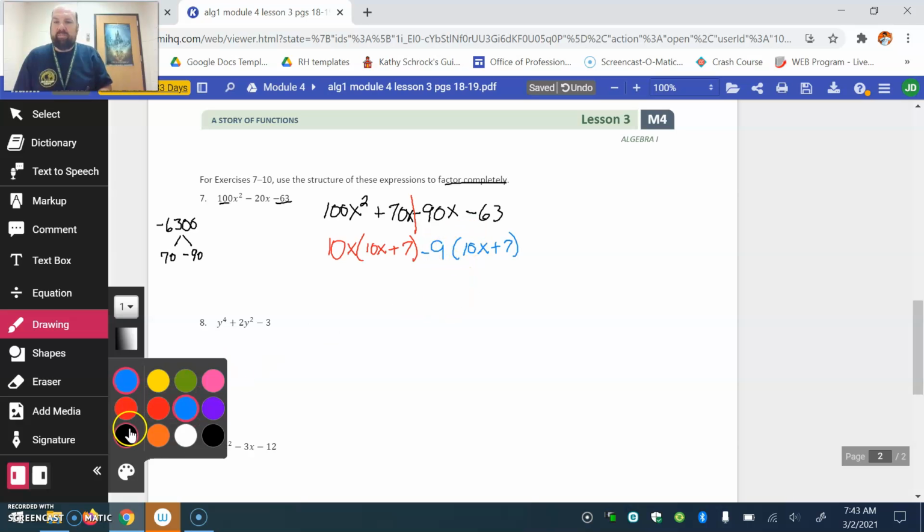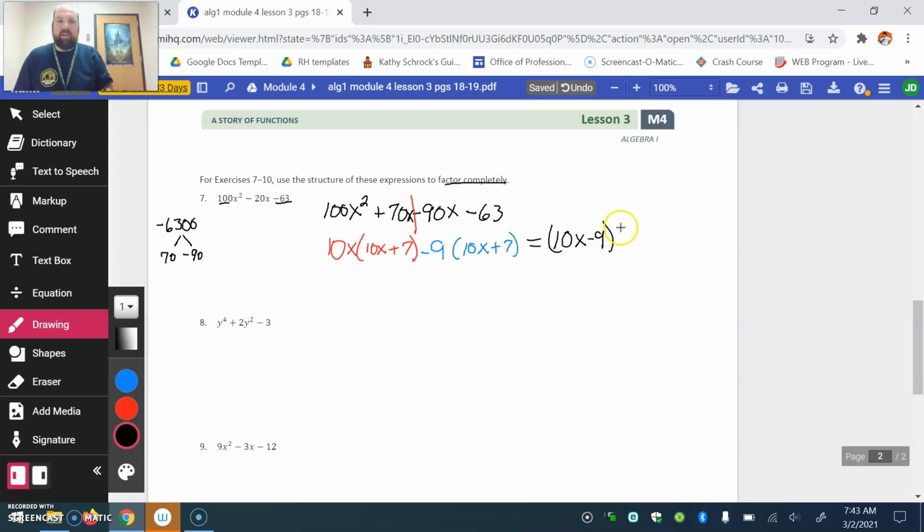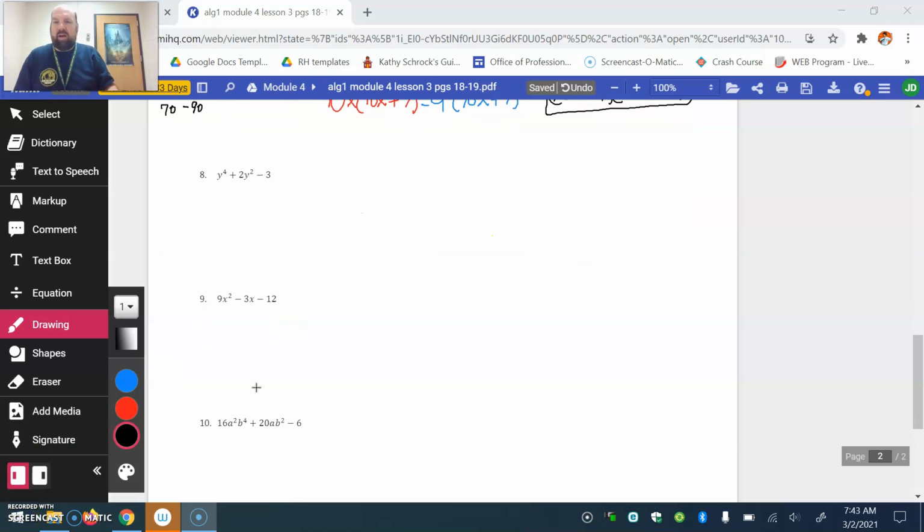It's negative 9. So what do I end up with? 10x minus 9 is on the outside of the parentheses, and then on the inside of the parentheses, 10x plus 7. Now, to make sure it works, do the check. Do the double distributive. Okay, we are just about out of time. So what I'm going to have you do is check your answers for the remaining with the answer key.